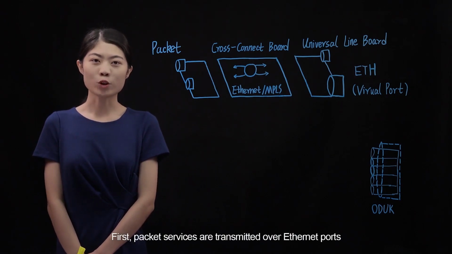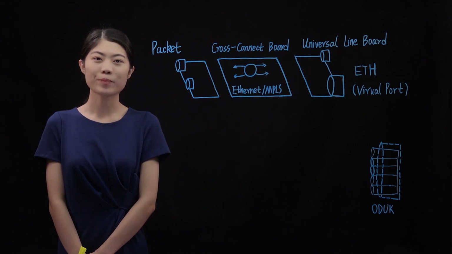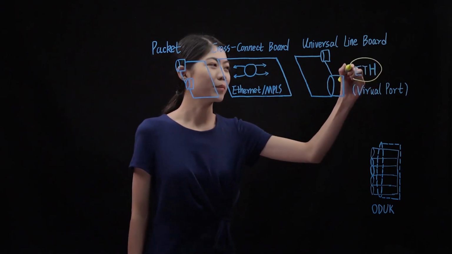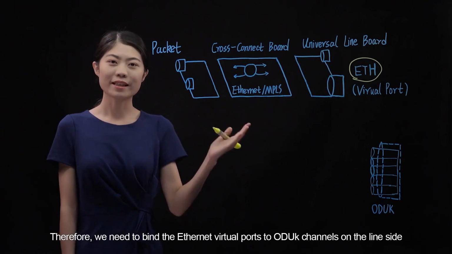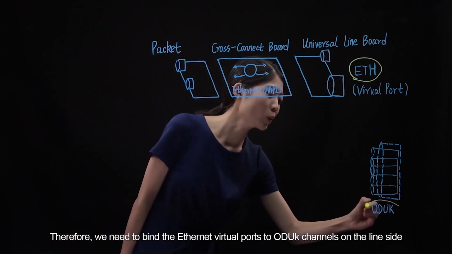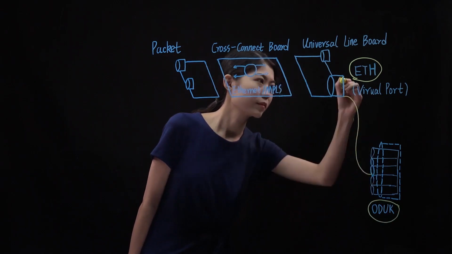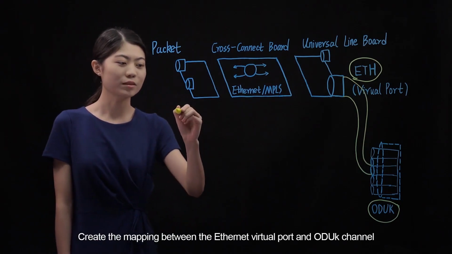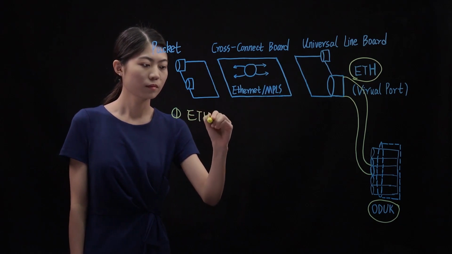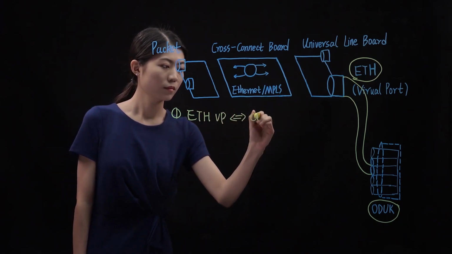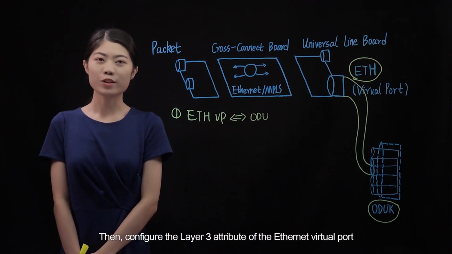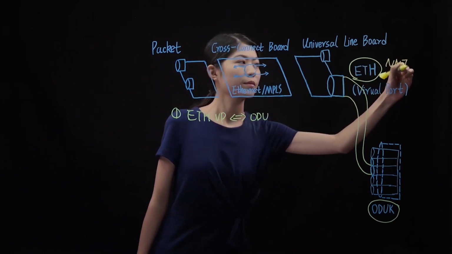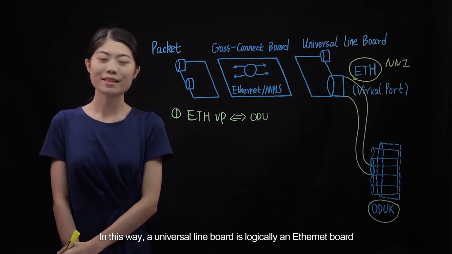First, packet services are transmitted over Ethernet ports, and the universal line board has Ethernet virtual ports on the packet service plane. Therefore, we need to bind the Ethernet virtual ports to ODUK channels on the line side. Create the mapping between the Ethernet virtual port and ODUK channel. Then, configure the Layer 3 attribute of the Ethernet virtual port, which is the NNI port attribute. In this way, a universal line board is logically an Ethernet board.